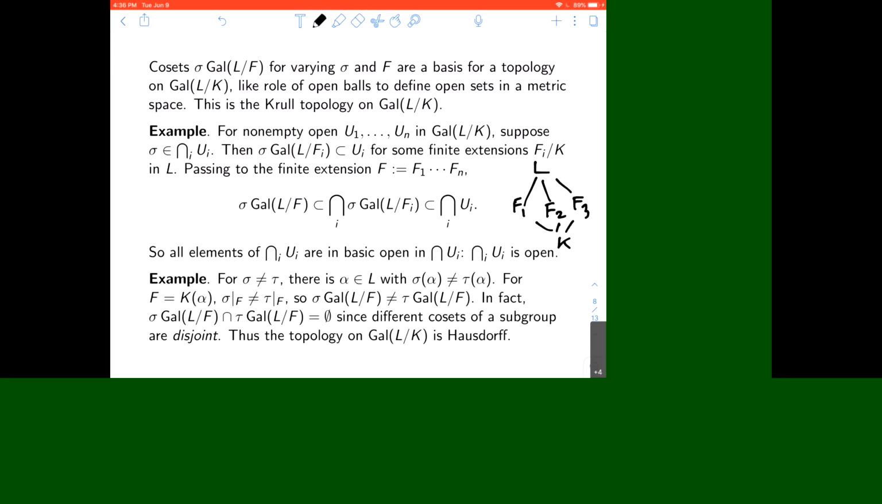Now, when you have finitely many extensions, you can take the composite field F1, F2, F3. And if you look at the Galois group of L fixing that field, that's going to be inside the Galois group of L fixing each of the individual F_i's. And so that one coset, that one basic open set around sigma, whoa.